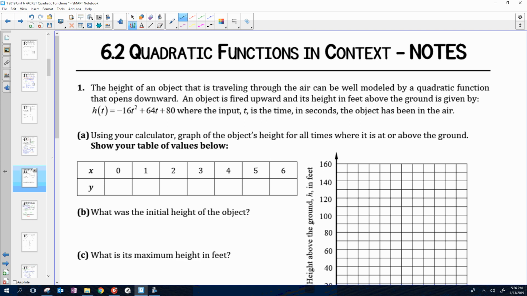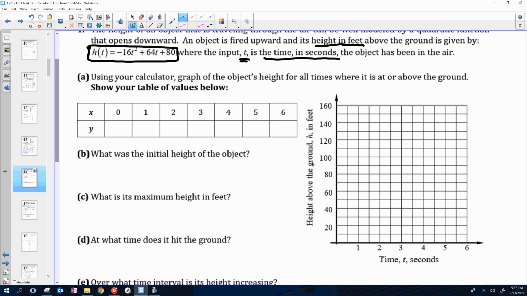Question number 1: the height of an object that is traveling through the air can be well modeled by a quadratic function that opens downward. An object is fired upward, and its height in feet above the ground is given by this function, where the input t is the time in seconds. So we have height in feet and time in seconds that the object has been in the air. All of this information agrees with the picture they set up for me.